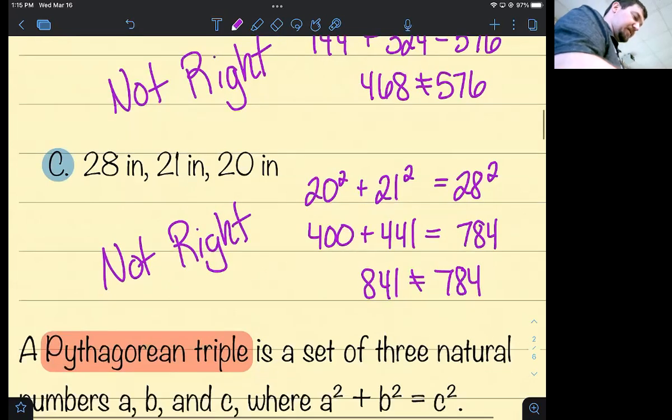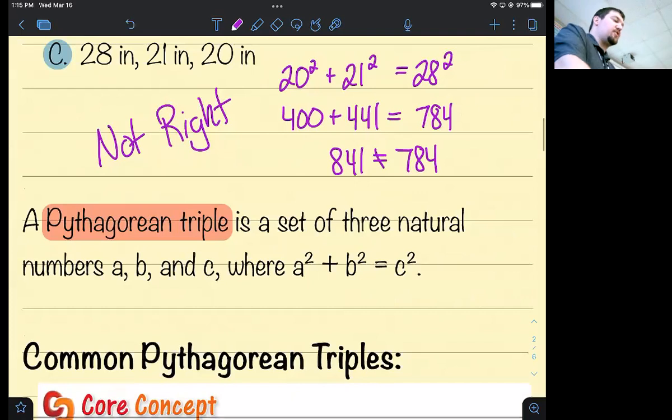All right, next. Pythagorean triples. You heard me mention those yesterday. A Pythagorean triple is a set of three natural numbers. Ooh, what's natural number mean, Owen? Starting at 1. Yeah, you're counting numbers starting at 1. They're all positive counting numbers. No decimals, no fractions, no zero, no negatives.